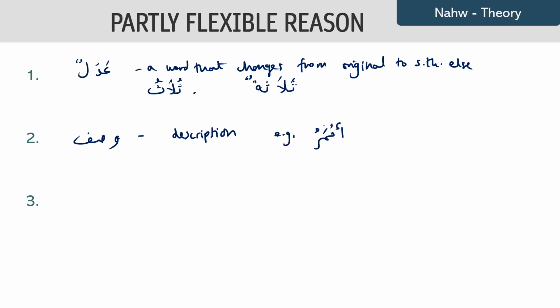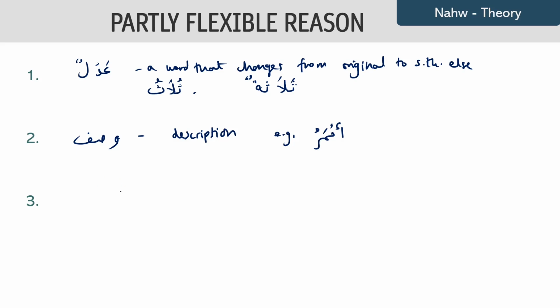Remember, you have to have 2 reasons or more out of the 9. So a word can't just have adlun and then that's it. It's partly flexible, it has to have 2 reasons. Okay. So wasfun is one reason, and an example of that is ahmaru. The second reason of ahmaru for being partly flexible, if you're curious, is the fact that it's wazn fa'al, which we'll have a look at later.